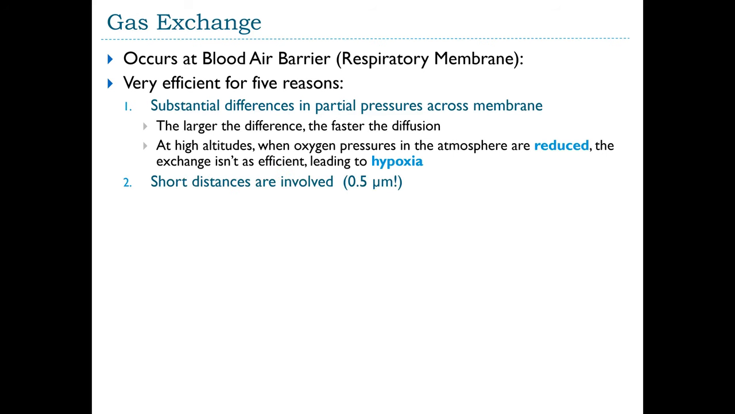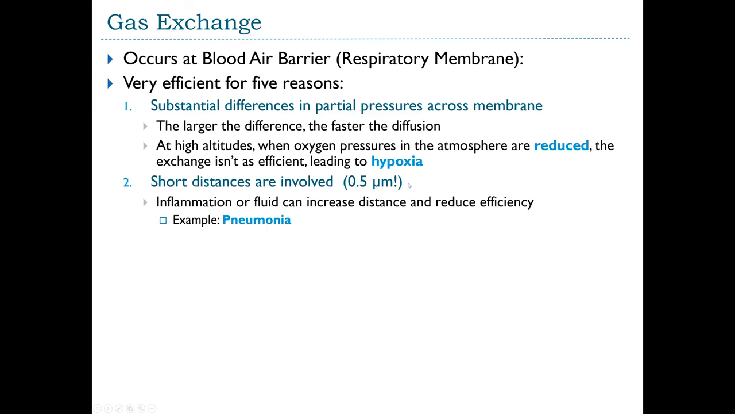The second reason the blood-air barrier exchange is efficient is that very short distances are involved. If you go back and review our description of the blood-air barrier, remember we said it was only 0.5 micrometers thick, so that is a very short distance. Inflammation or fluid can increase this distance, which would reduce efficiency, like we talked about when we talked about pneumonia, adding fluid into the alveoli.